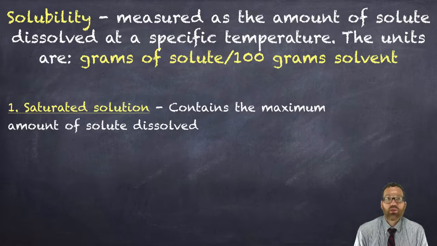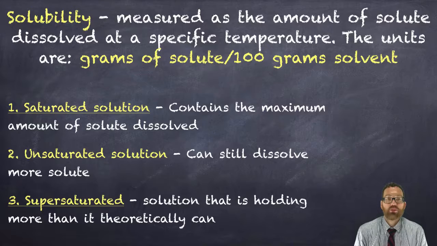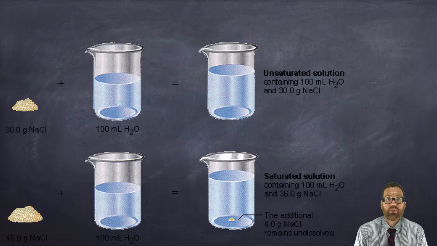So our first vocab word here is a saturated solution. This is a solution that's containing the maximum amount of solute dissolved at a given temperature. Next, we have an unsaturated solution. This is a solution that can still dissolve more solute, so it doesn't contain the maximum amount of solute yet. And then we have a supersaturated solution. This is a solution that's holding more solute than it can theoretically hold at a given temperature.